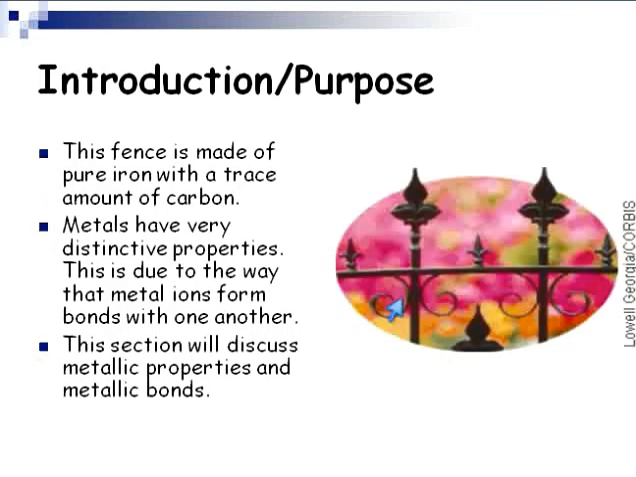So here we have a picture of a fence, and it's made with iron, pure iron, and a trace of carbon. So it's what we call an alloy. Metals have distinct properties, and it's due to the way the metal ions form bonds with one another. So in this section, we're going to talk about the metallic properties and metallic bonds.